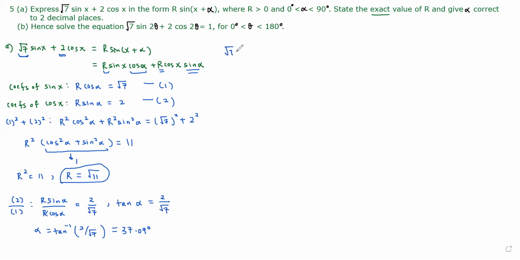We can write square root of 7 sine x plus 2 cos x to be square root of 11 sine of x plus 37.09 degrees.